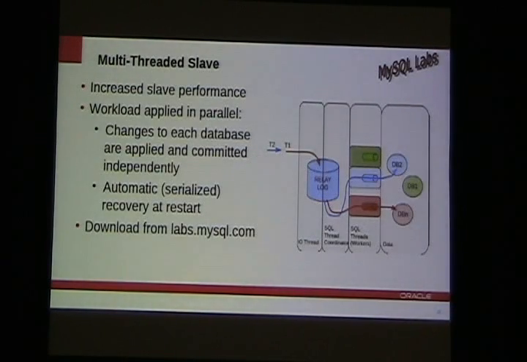Early access features. These are things that we want to put into 5.6 as well. One is the multi-threaded slave, and this is to increase the slave performance.